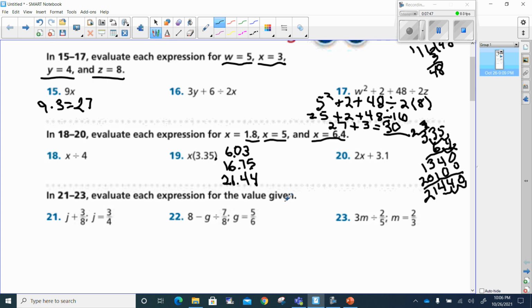All right, let's move on. The next problem for me is going to be number 21, and it says evaluate each expression for the given value. Give the value that's given. They're saying j plus 3/8 when j is 3/4. So this would mean 3/4 plus 3/8.